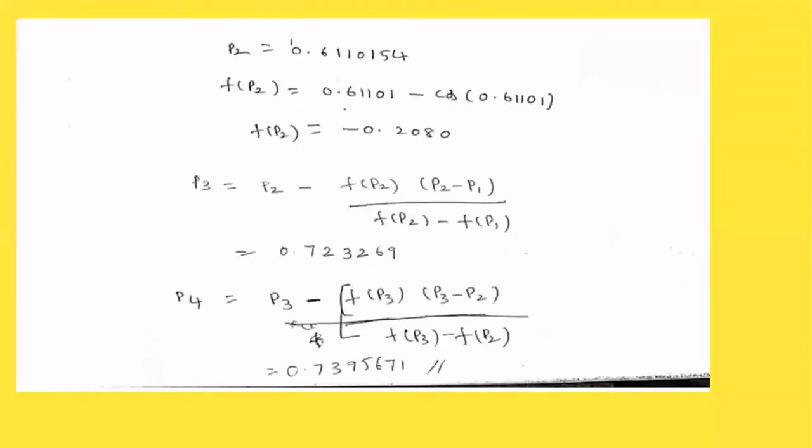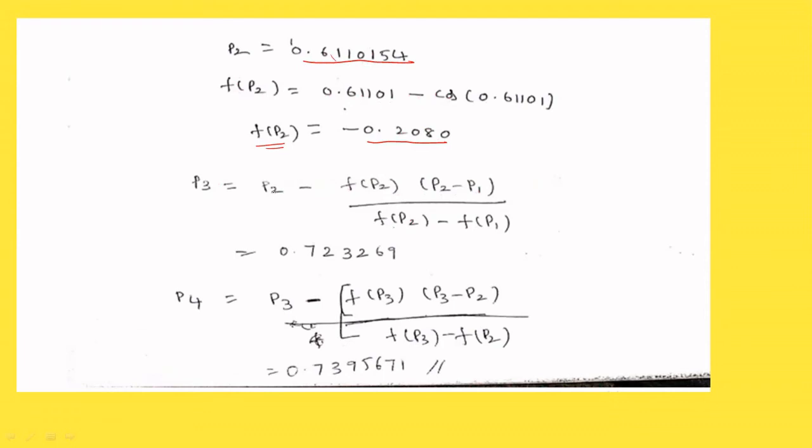So this is equal to the value we got, 0.6110154. This is P2. F of P2 is x minus cos x. I have taken only 4 decimals and substituted here. I got minus 0.2080. This is the f of P2 value. Next, P3 is equal to P2 minus f of P2 into P2 minus P1 by f of P2 minus f of P1.